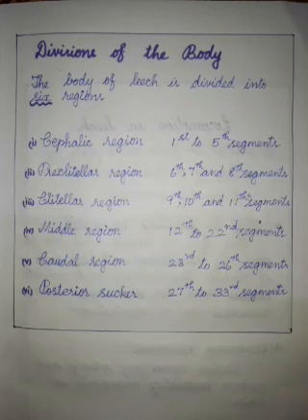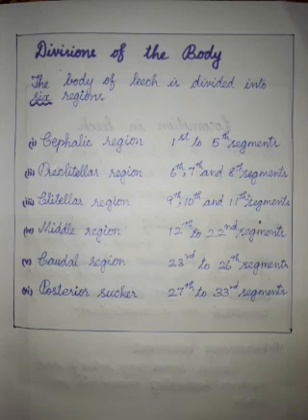மிடில் ரீஜனுக்கு அப்புறம் உள்ள ரீஜனை நம்ம கவுடல் ரீஜன் அப்படின்னு சொல்லுவோம். இந்த கவுடல் ரீஜன் 23rd செக்மெண்ட்லேருந்து 26th செக்மெண்ட் வரைக்கும் இருக்குது. கவுடல் அப்படின்னா டெய்ல் அப்படின்னு சொல்லுவாங்க. அதை டெய்ல் ரீஜன் 23rdலேருந்து 26th செக்மெண்ட் வரைக்கும்.